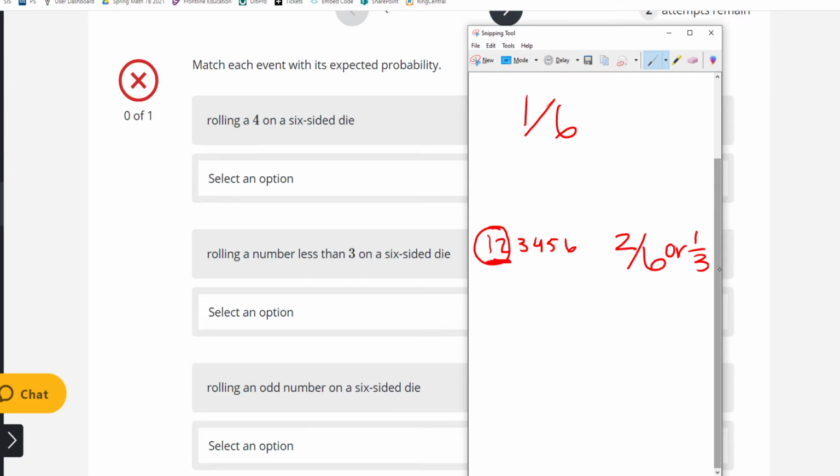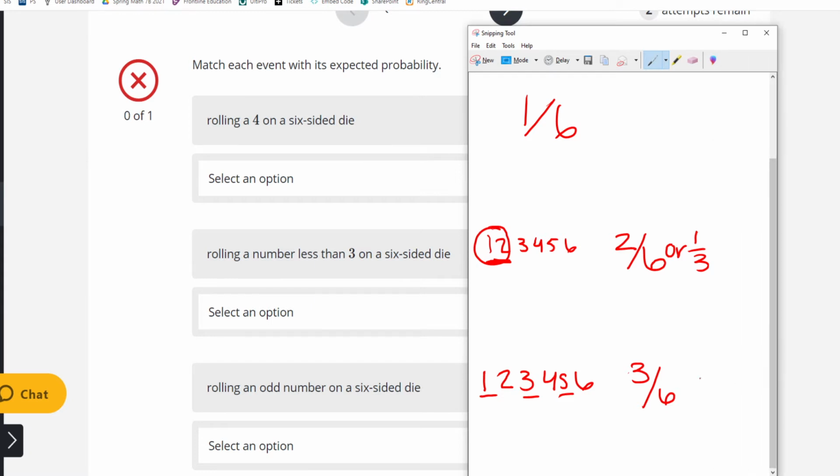All right, the last one says rolling an odd number on a 6-sided dice. Well, again, think about our numbers. 1, 3, and 5. These are all odd numbers, right? So those are 3 different numbers I could roll out of those 6 total that I have. So I could roll 3 out of 6 or a 1/2. So I have a 50-50 chance of rolling an odd number when I roll a dice.